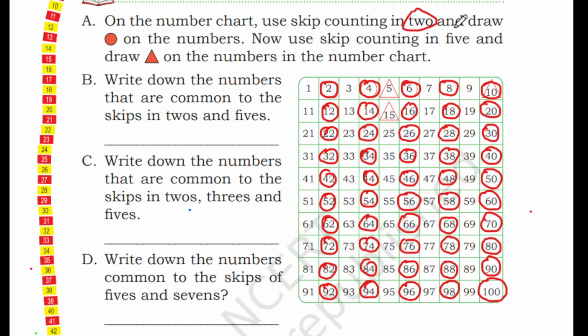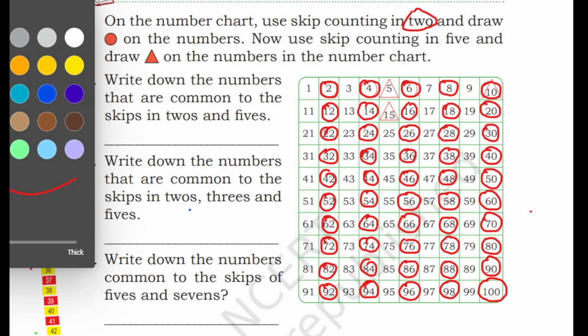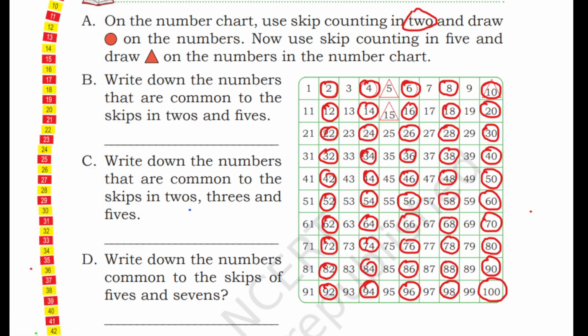Okay, next one: use skip counting in 5 and draw a triangle. So now what they are asking is to skip count by 5 and draw a triangle. If you skip 1, 2, 3, 4, 5, on 5 we have to draw a triangle. Likewise, you reach 6, 7, 8, 9, 10, and on 10 you draw another triangle.